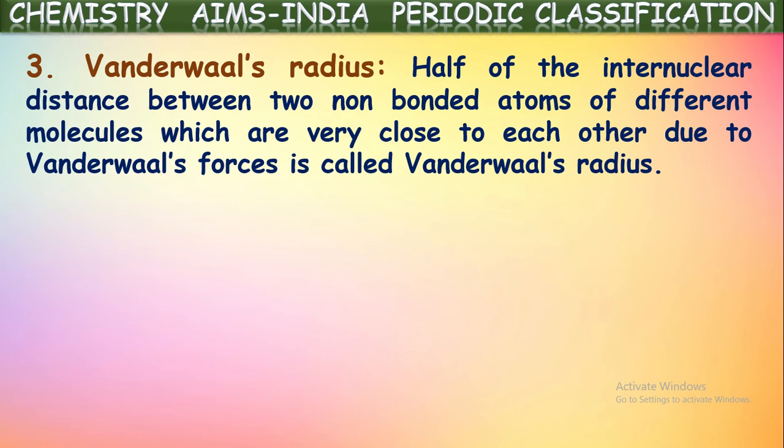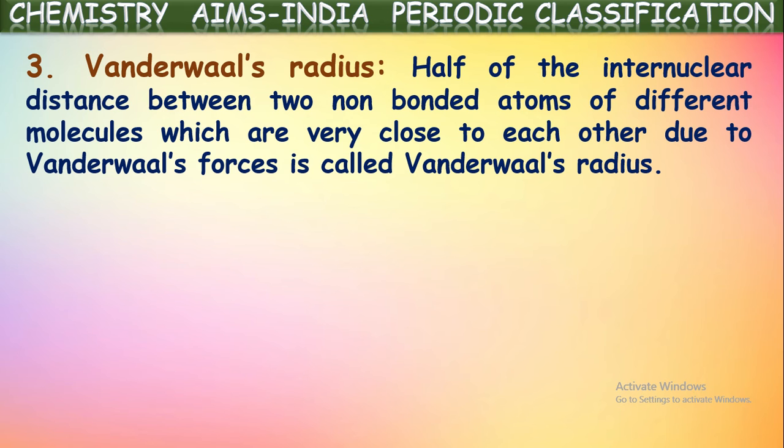So another expression for the atomic radius is van der Waals radius. Half of the internuclear distance between the two non-bonded atoms of different molecules which are very close to each other due to van der Waals forces is called van der Waals radius. So this radius is expressed for the non-bonded atoms. Suppose there are two molecules. If they are close to each other, one atom of one molecule and another atom of another molecule, they might have some attractions. So between those two, we can say existence of van der Waals attractions.